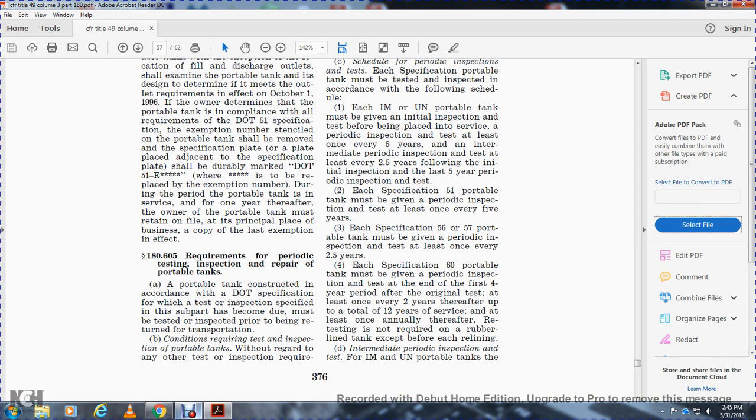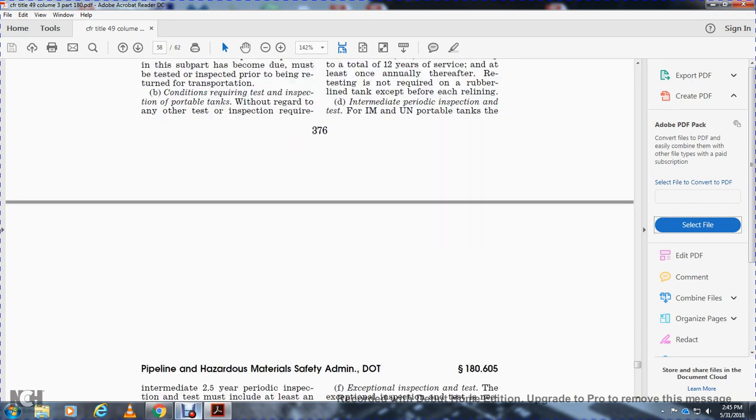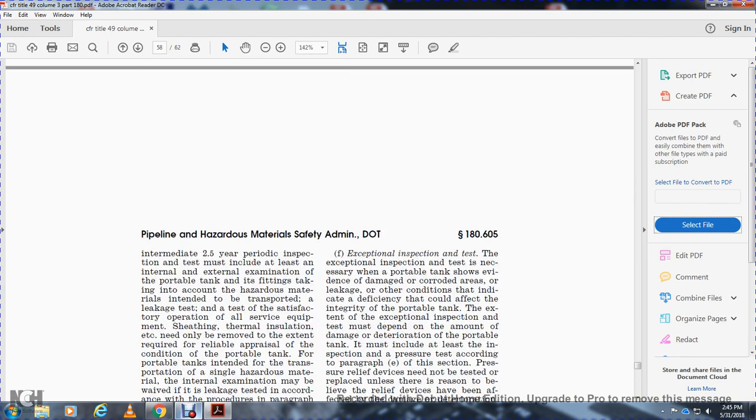Intermediate periodic inspection for IM and UN portable tanks: the intermediate 2.5-year periodic inspection and test must include at least an internal and external examination. Portable tanks are fitted with the tank and account with the hazardous material intended to be transported. Leakage after the test is satisfactory. Operating with all sorts of equipment. Sheeting of the terminal installation, etc., needs only to be removed externally, as required for a reliable appraisal of the condition of the portable tank.